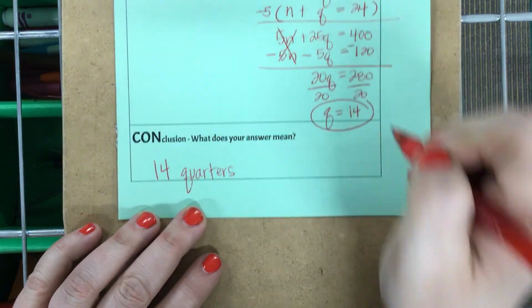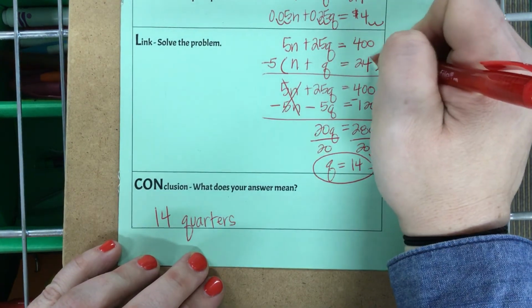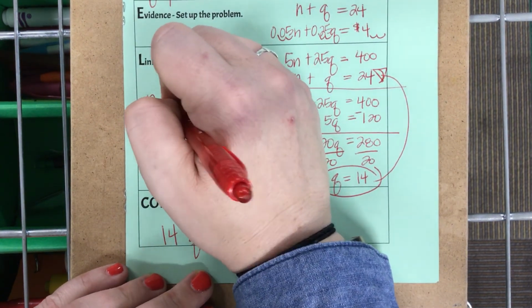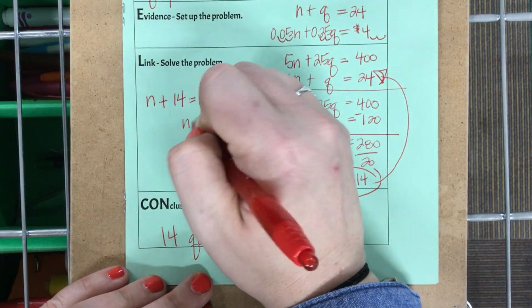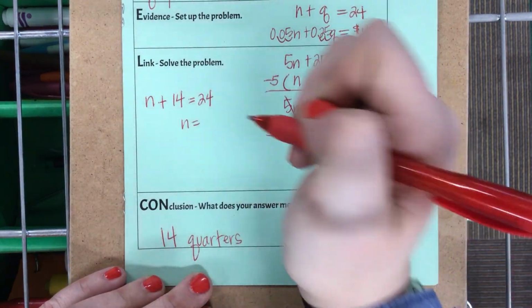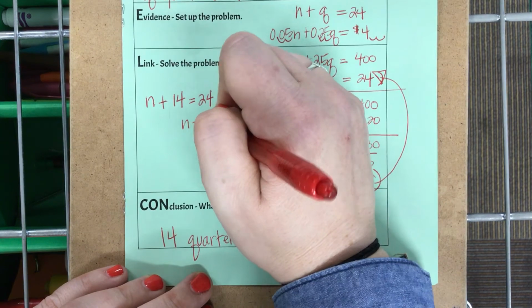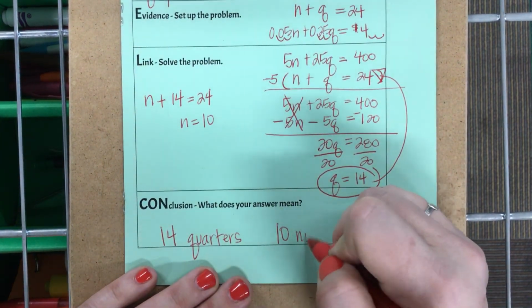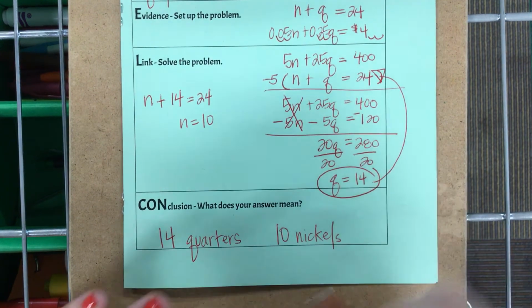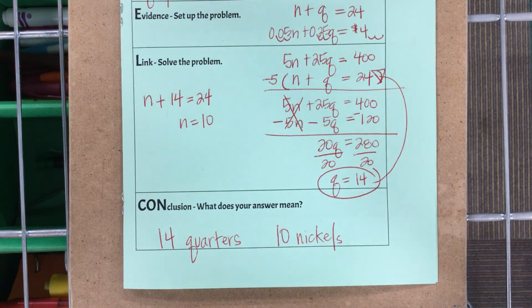Now I take my 14 quarters and I substitute them into one of the original problems. N plus 14 equals 24. How many nickels are there? Like 800. I'd check your math again. That's a bunch of nickels. 10 nickels. It's like 8 pounds.